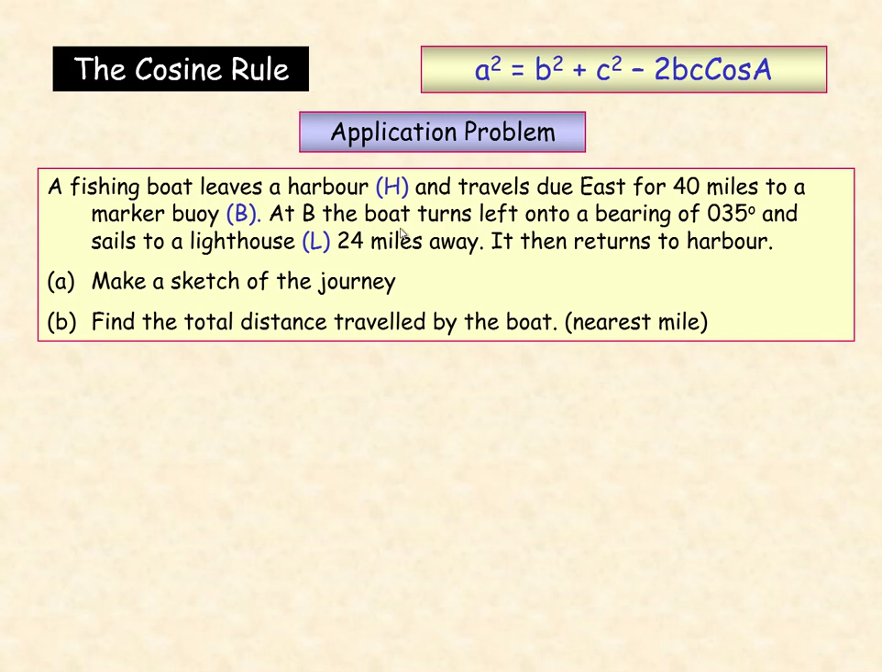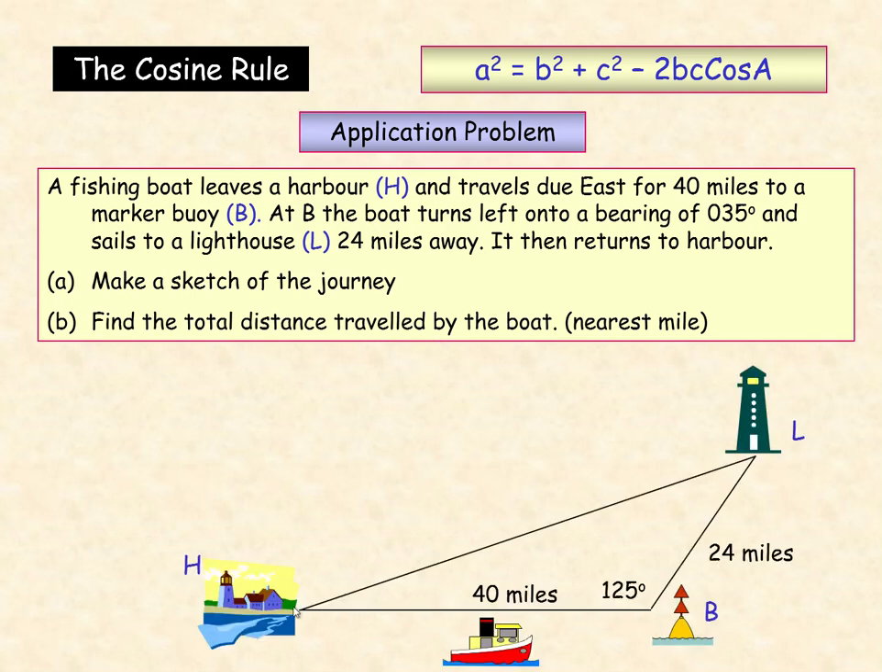So as a sketch, the boat leaves H and travels due east. Never eat shredded wheat. So it travels due east for 40 miles, and then a bearing of 035, so it travels upwards to L and then turns back to the harbour. It's going to look something like that. Travels due east and then 035, so from north is 035, so 90 plus 35 gives you 125, travels there to L, and then it returns back to the harbour. So we've got our triangle there.